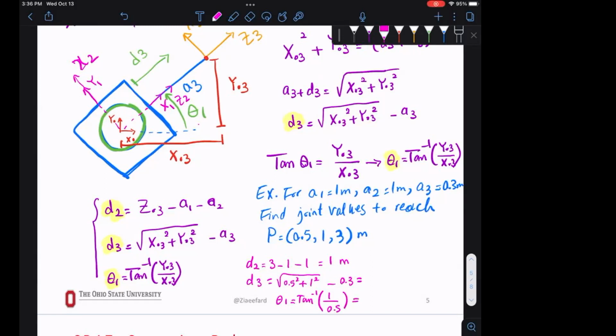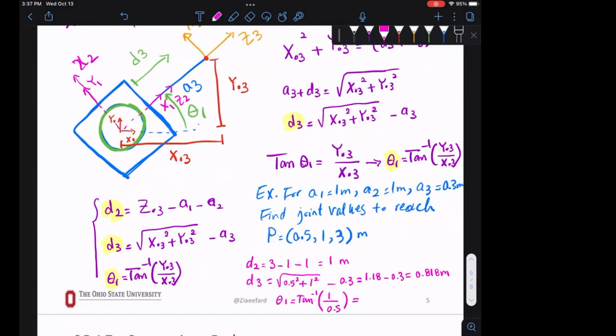What is D3? I found D2 because this was easy. Mary, did you find D3? No? Yes, 0.818 meter. How about theta 1? Let's see. Victor? You haven't gotten there, have you? Haven't done the calculation, okay.